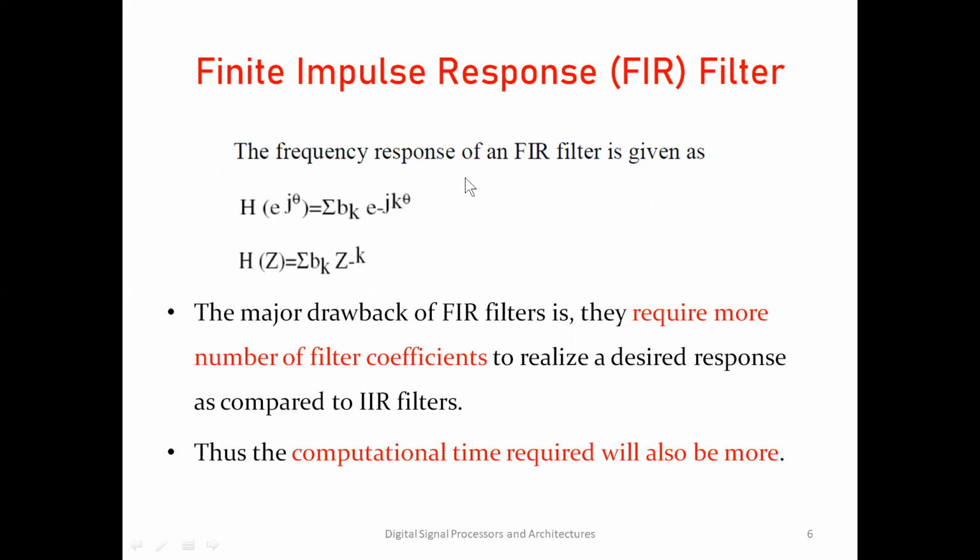What is the drawback of the finite impulse response filter, that is the FIR filter? To have a desired response, it requires a larger number of filter coefficients. When we have more filter coefficients, obviously the computational time required for this filter is also more.